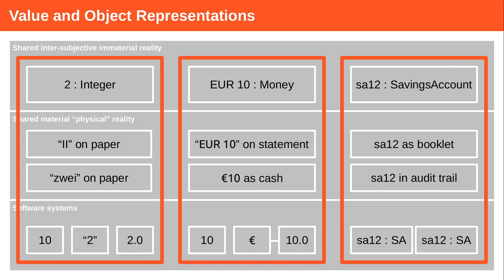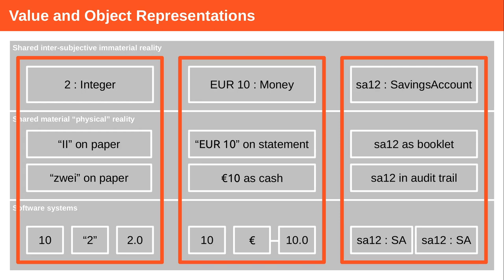And that also, first of all, exists in our minds only. But of course it is represented in reality through various means. For example, in a printout of your bank statement, it might say 10 euro is your balance. You could also have a 10 euro bill in your pocket. That would be another physical representation of that 10 euro value.